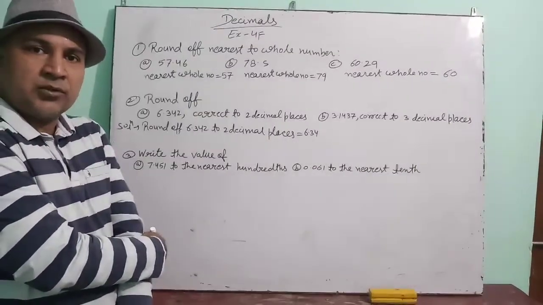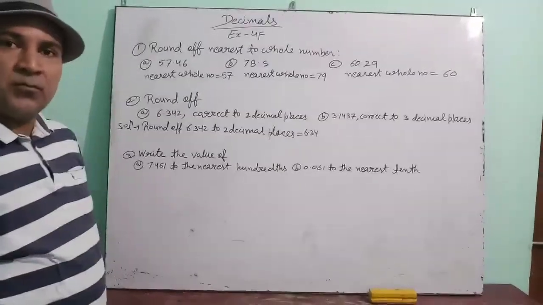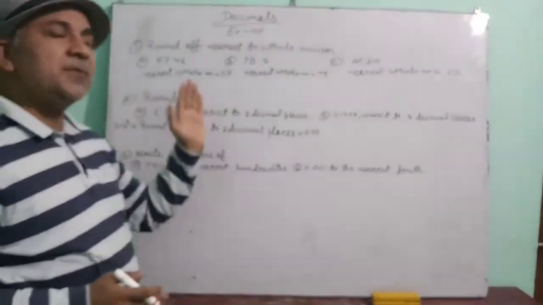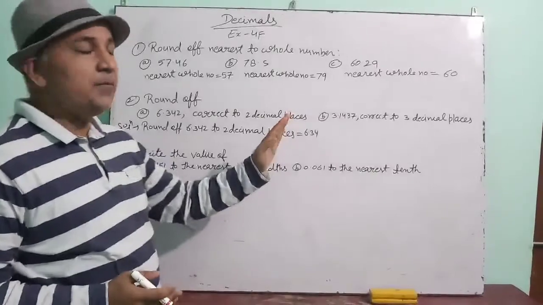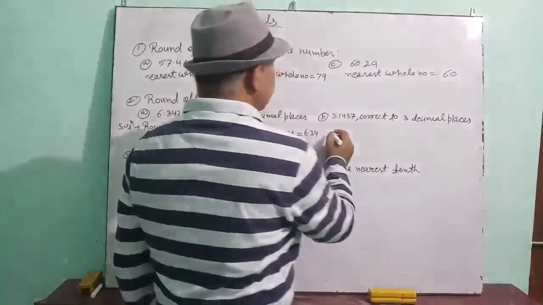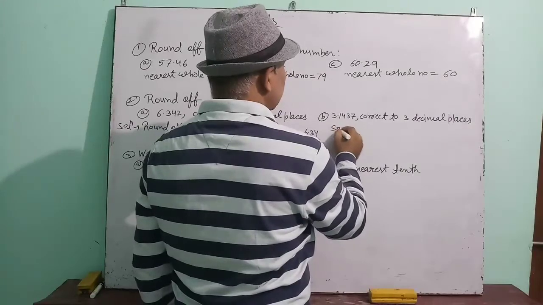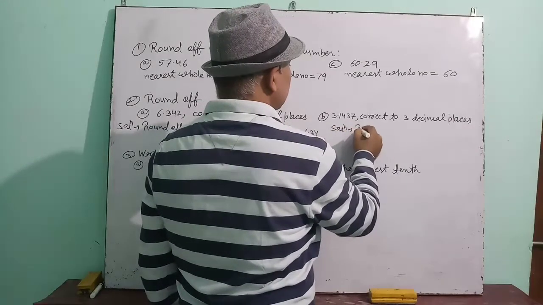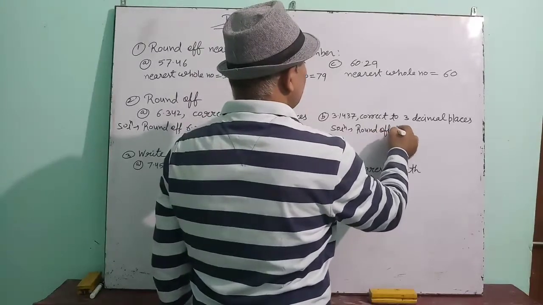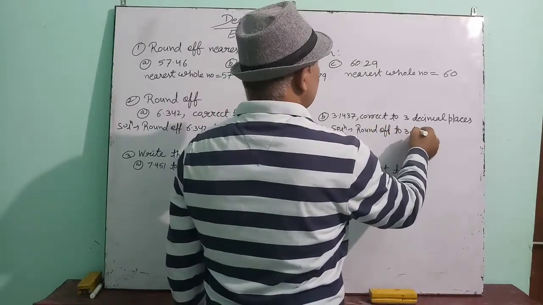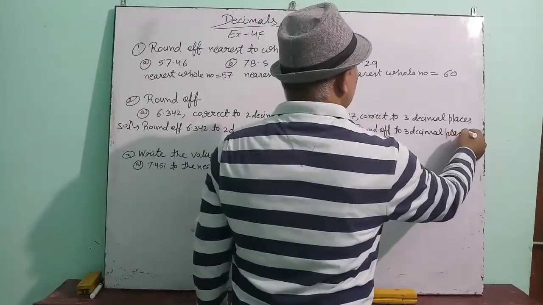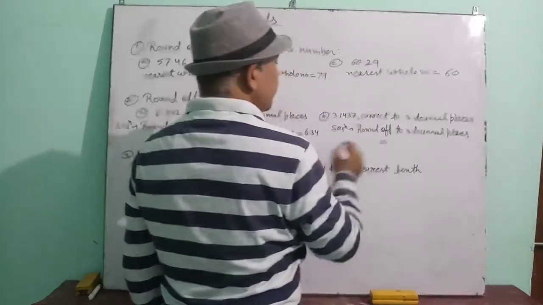Is the process understood? The number which we have to remove, if it is smaller than 5, then we will remove that. If the number is 5 or more than 5, then 1 will be added to the previous number. See this one. Round off to 3 decimal places. What will be the answer?